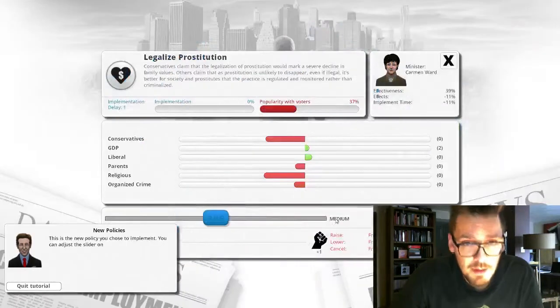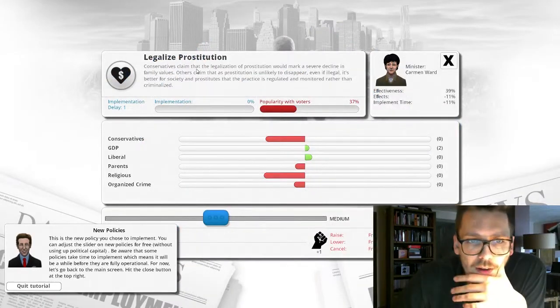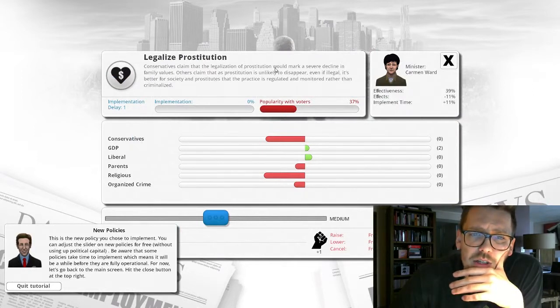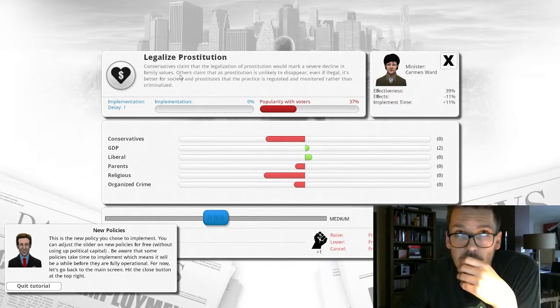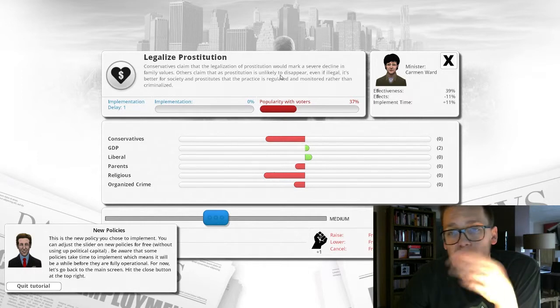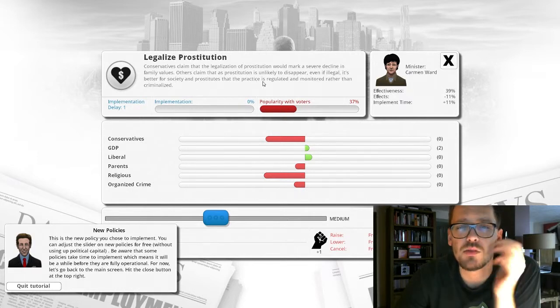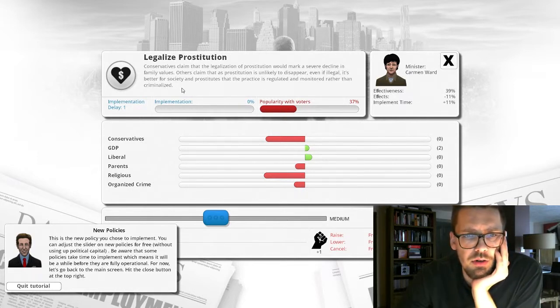So, implementing. Conservatives claim that the legalization of prostitution would mark a severe decline in family values. Maybe. Others claim that as prostitution is unlikely to disappear, touché, even if illegal, it's better for society and prostitutes that the practice is regulated and monitored rather than criminalized. So it takes time to implement, but what the, oh, I can't.